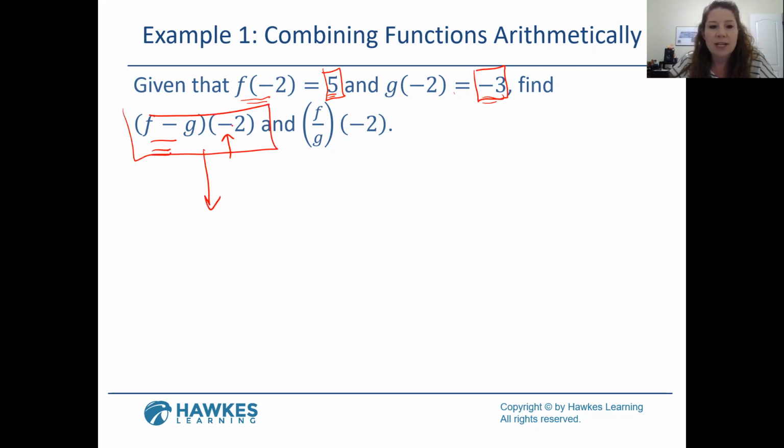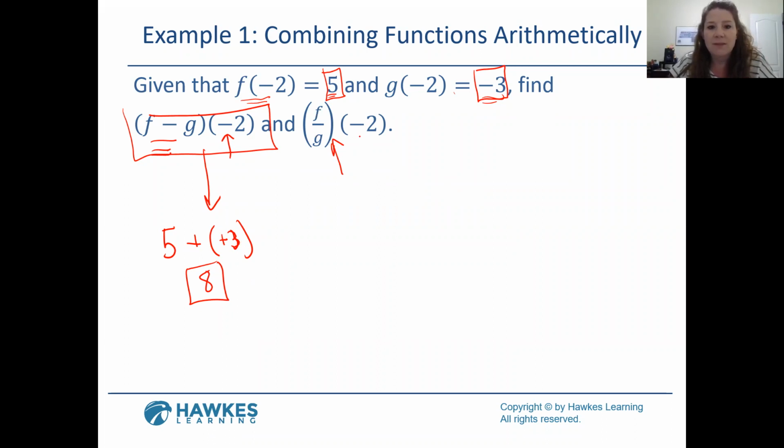So since they've already implanted -2 into both of these functions and they got 5 and -3, they want us to subtract 5 minus -3. You have to follow the order, F first and then G second. And then we're going to do our bam bam. So 5 plus 3 is 8. So that's the answer.